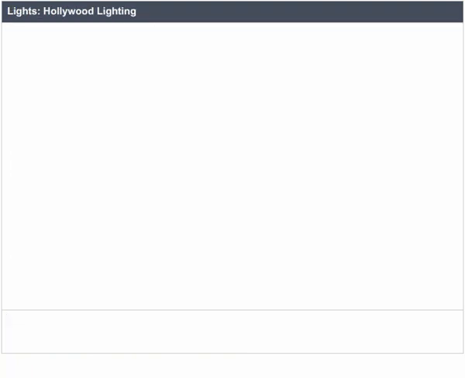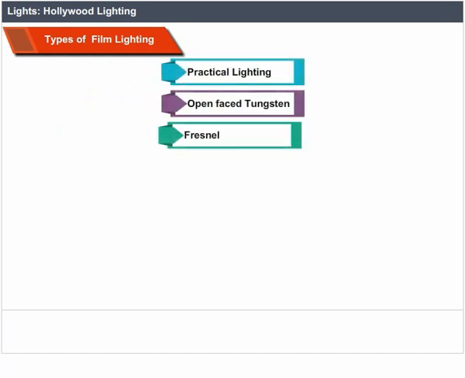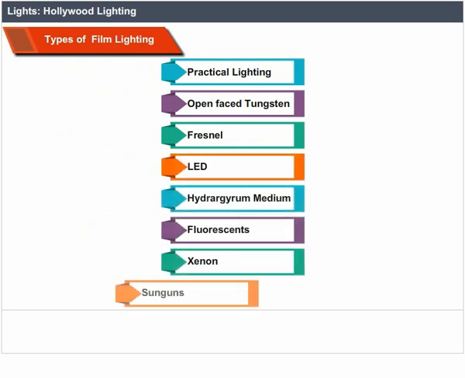Lights. Hollywood lighting. Types of film lighting. Practical lighting. Open-face tungsten. Fresnel. LED. Hydrargyrum medium-arc iodide, HMI. Fluorescent. Xenon. Sun guns.